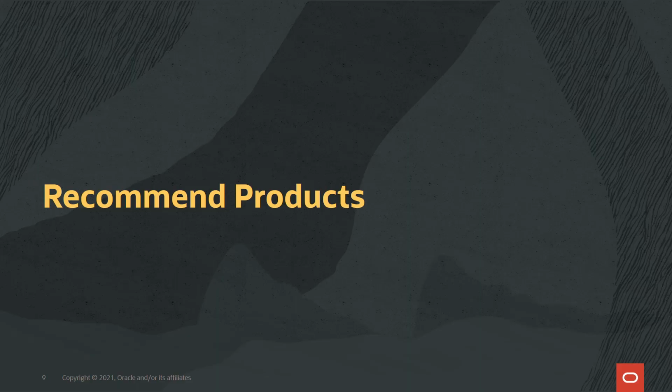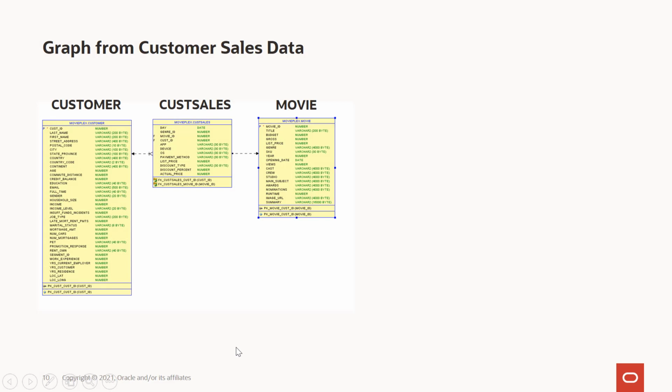Now let's move on to the next demo, recommending products using graph analytics. Here we start with three tables: a customer table, a movie table, and a cost sales table. The customers are data entities, so each row in the customer table becomes a vertex. And similarly, the movies become vertices. So each row in the movie table becomes a vertex.